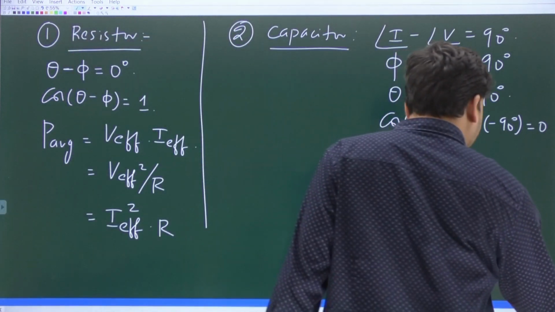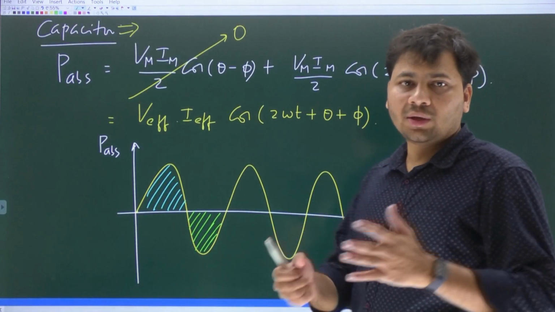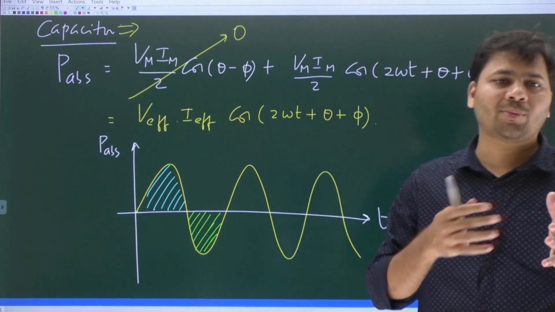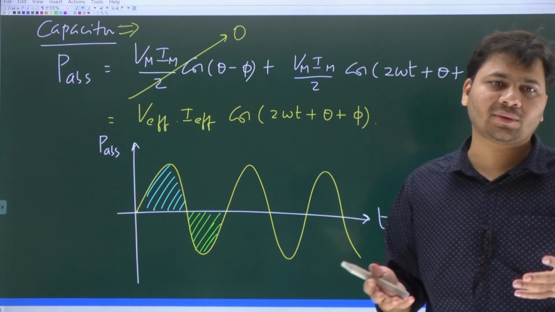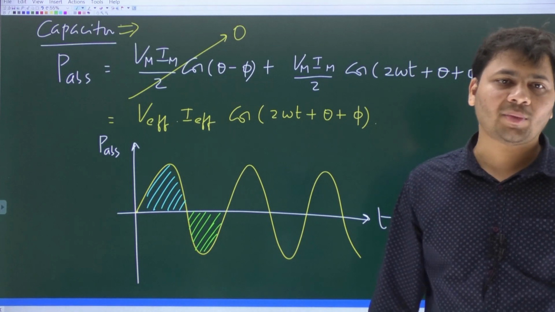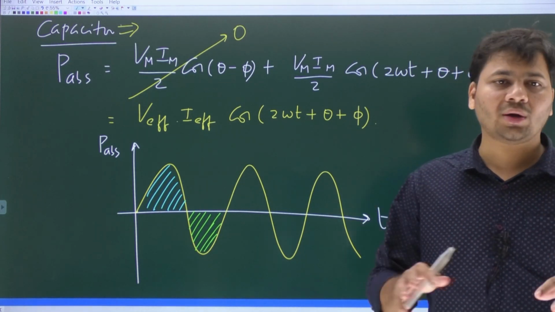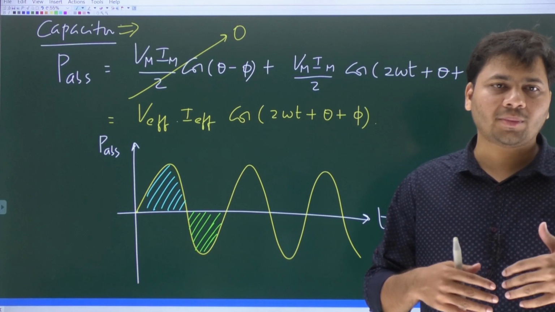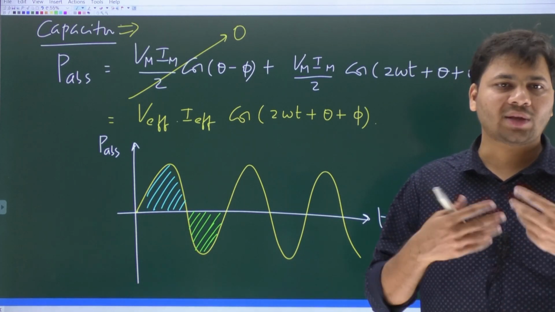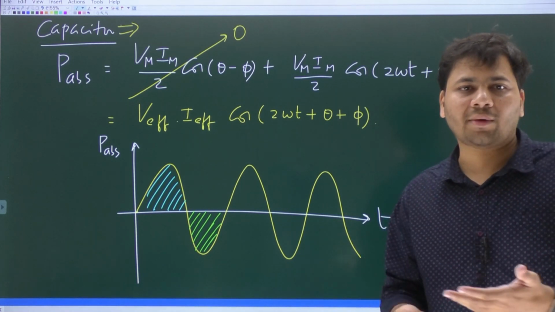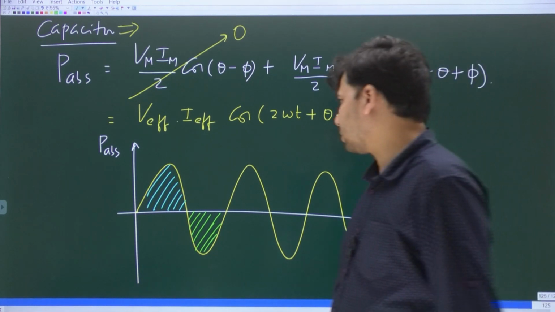So as you can see from this waveform, for one half cycle, the cap will absorb power. For the other half cycle, the cap will deliver the same amount of power. So on the whole, no net power is absorbed or delivered. That means the average power absorbed and also the average power delivered, both are 0. You understood? Yes.